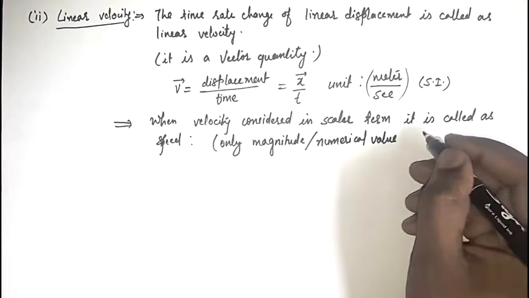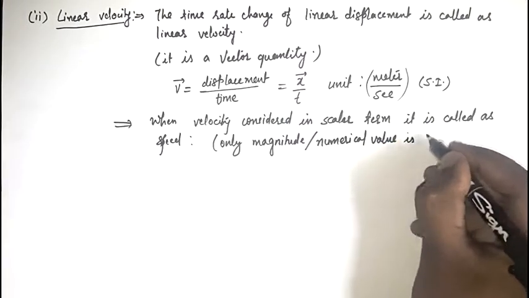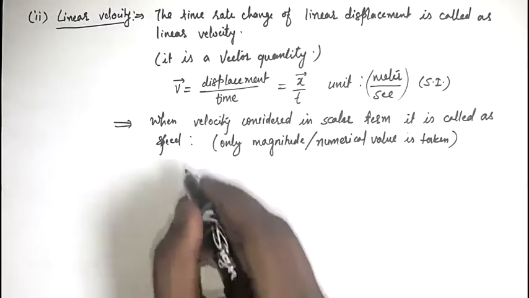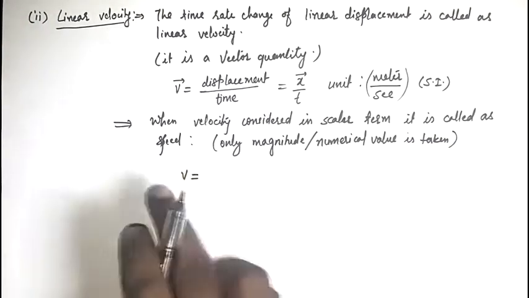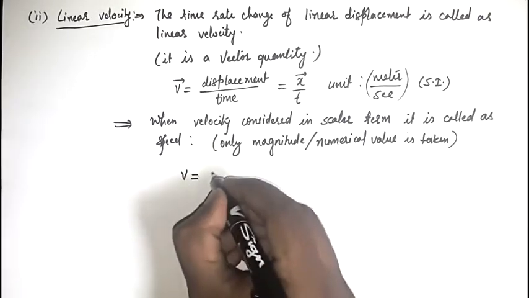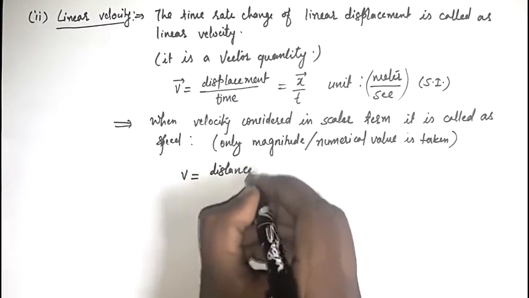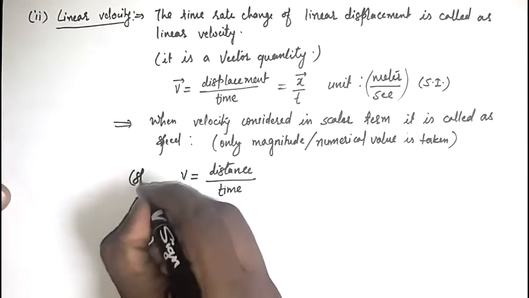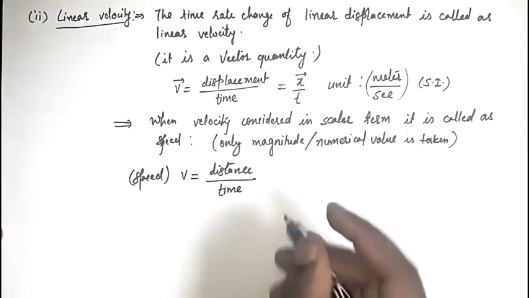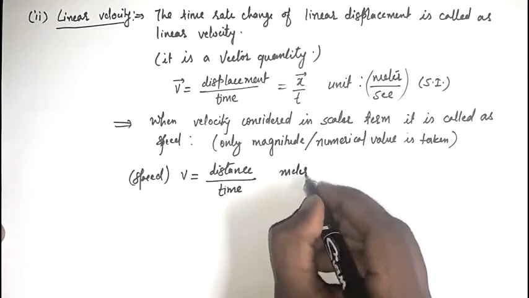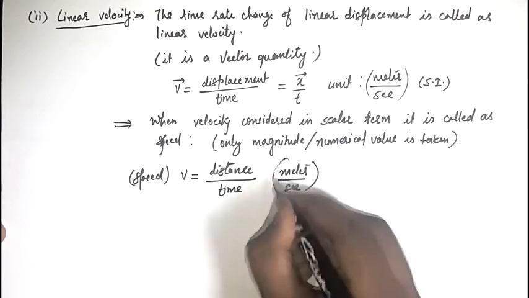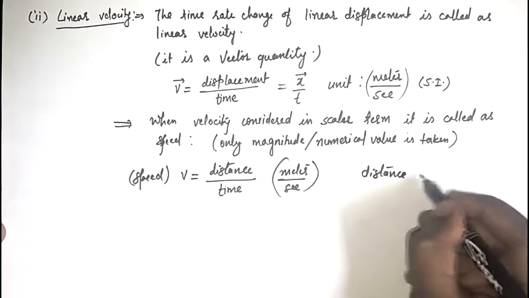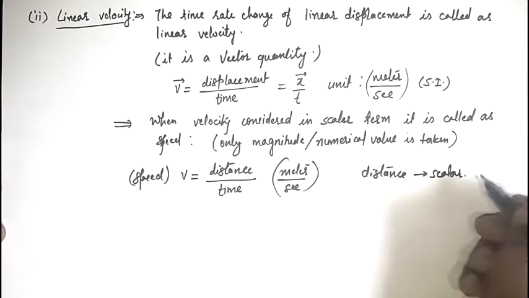Magnitude here means numerical value. Numerical value means you have to take a number, like the example I have already given you. Now speed can be given by distance, which is also a scalar quantity, upon time. For velocity you take displacement upon time, and for speed you take distance upon time. Distance is a scalar quantity and the unit for speed will be meter per second.